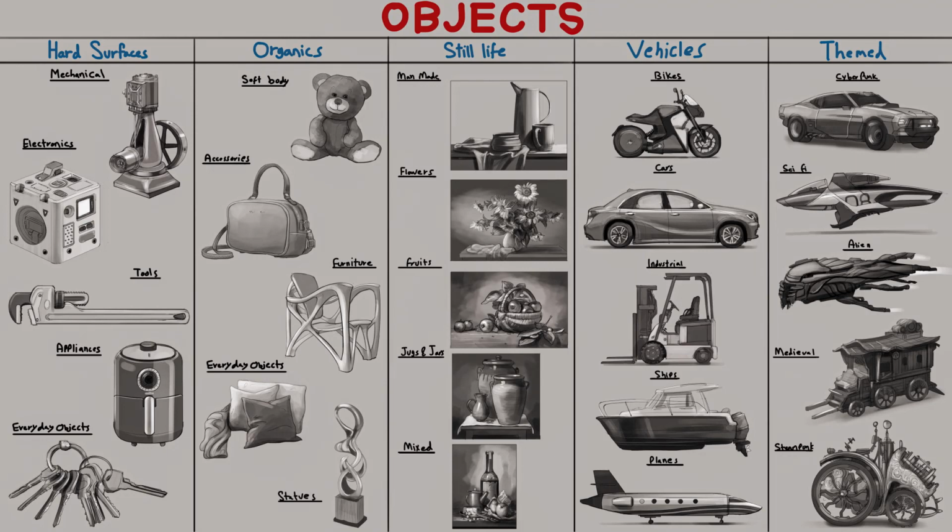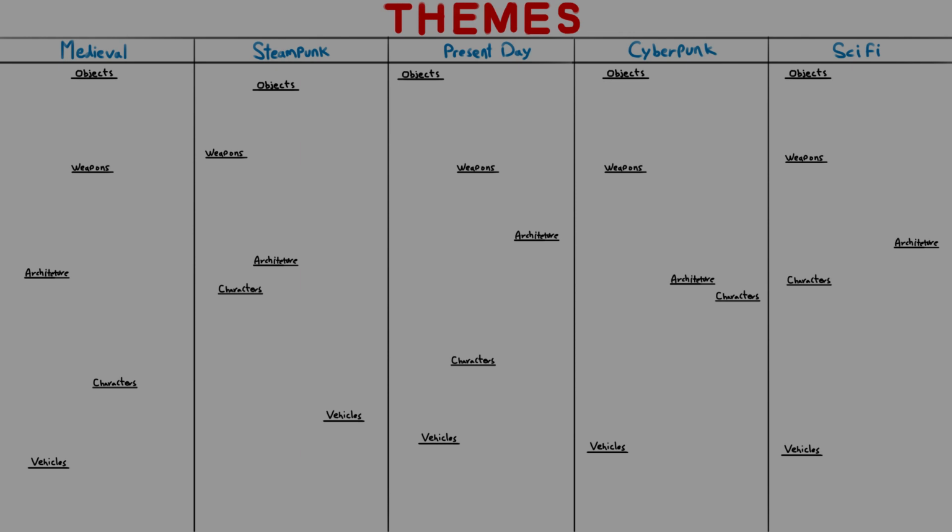Soldiering on to the next one, themes. Now we have done some theme drawing before, but this is where we gather all of the previous categories under one banner. So you can simply decide to do one sheet of drawing of everything medieval, or everything steampunk, or present day, or cyberpunk, or sci-fi, or alien. So let's start with the medieval.